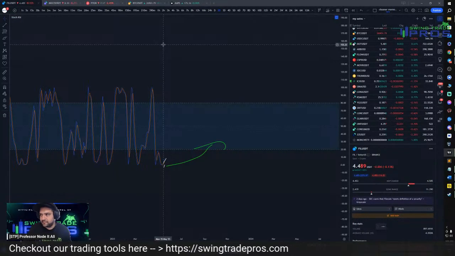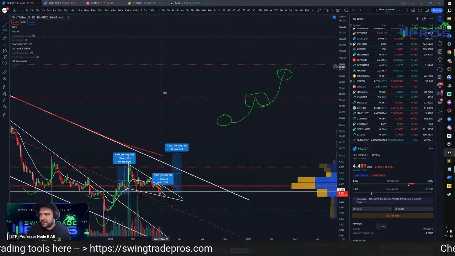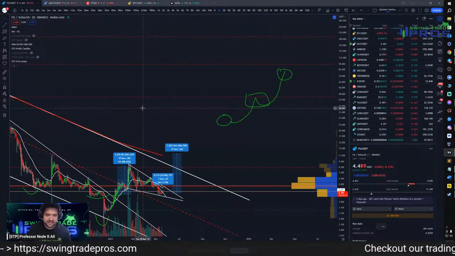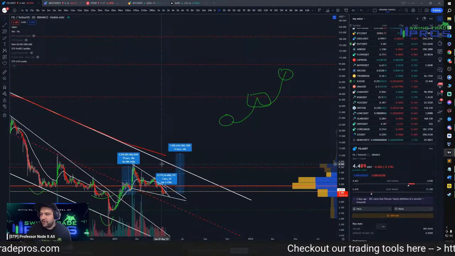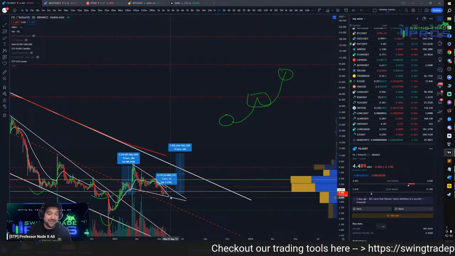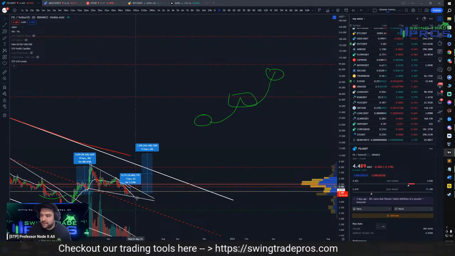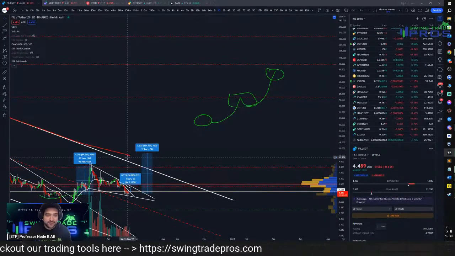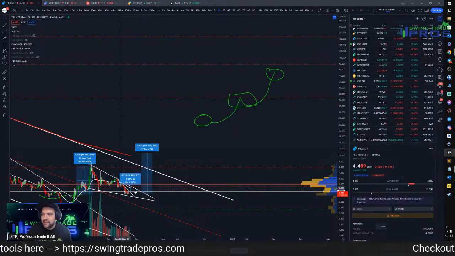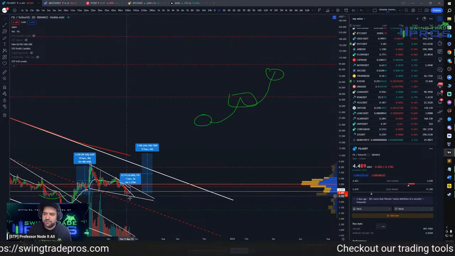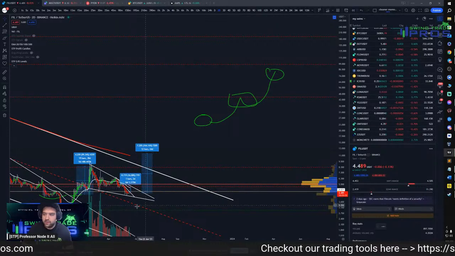All right, guys? And this is kind of what I want to teach you. This is applicable to any asset, not just Filecoin. I liked Filecoin because it's in the wedge formation, right? These wedge formations typically break to the upside about 70% of the time. And the good part is we're catching this towards the bottom of the wedge, so we're getting a good entry.